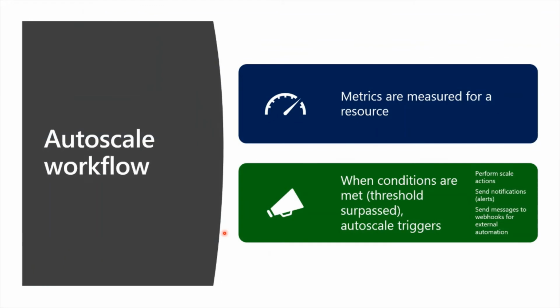Autoscale workflow. So resource emit metrics, and these metrics are later processed by rules. When autoscale rule conditions are met, one or more autoscale actions are triggered. You can add and remove virtual machines or perform other actions by using automation tools.